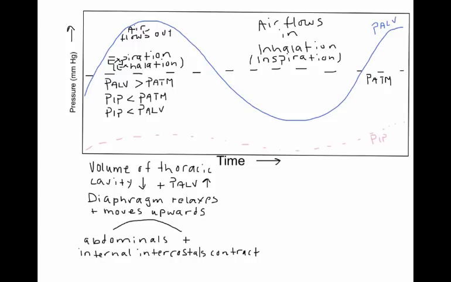And in this situation, our pressure relationship is that our intrapleural is less than our alveolar, is less than the atmospheric pressure. And for this to happen, the volume of the thoracic cavity has to increase for that alveolar pressure to decrease.